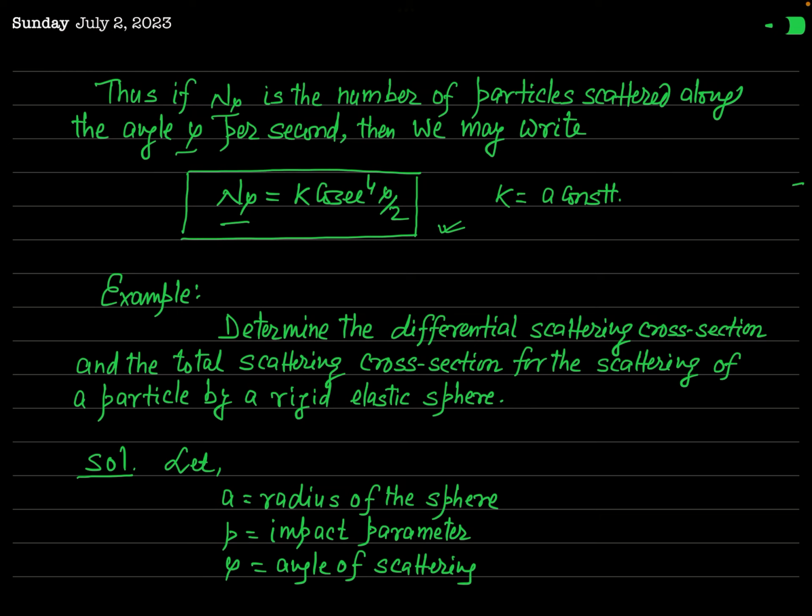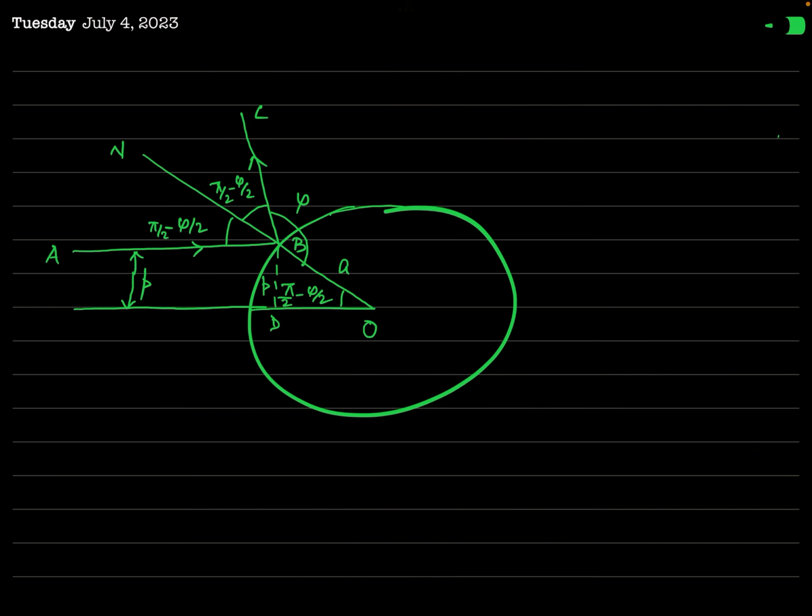The question says, determine the differential scattering cross section and the total scattering cross section for the scattering of a particle by a rigid elastic sphere. There is a rigid elastic sphere, a particle is incident on it, it suffers elastic collision, and you have to find what will be the differential scattering cross section and the total scattering cross section. Let us see the solution.